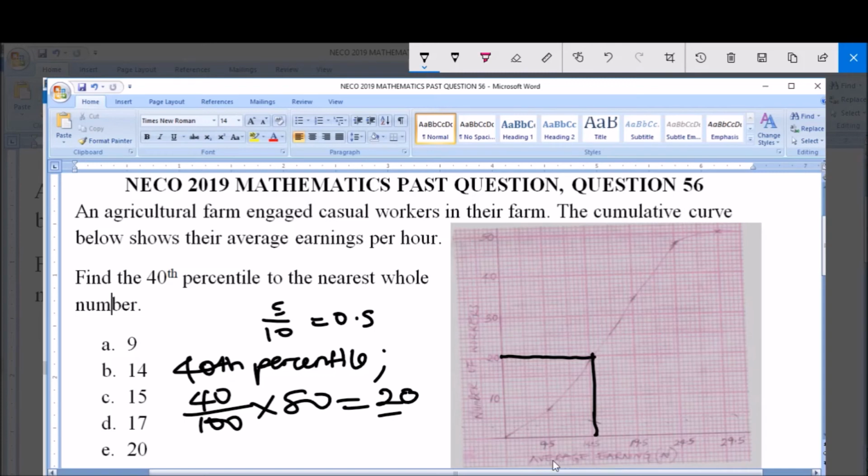Now we have 14.5 here. So plus 0.5 will give us 15. So therefore the 40th percentile on the graph is equal to 15. And this is the answer, and that is option C, 15.